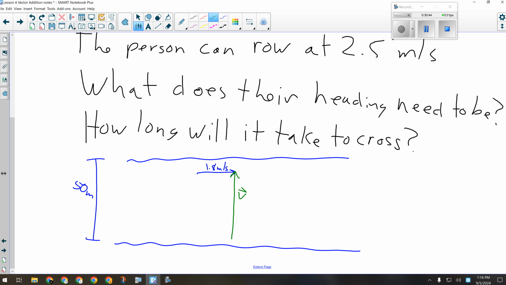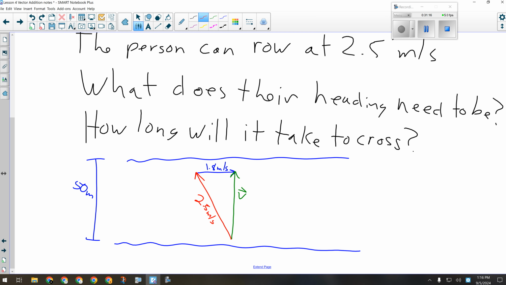Okay? So the trick with one of these questions is if you see that it's saying the person will end up straight across, or is going straight across, then you know the resultant points straight across the river. Our average velocity points straight across the river. So now I know that the person has to row this way, because the speed that they can row at and the current have to add up to this.